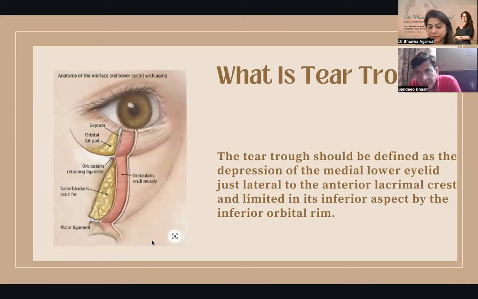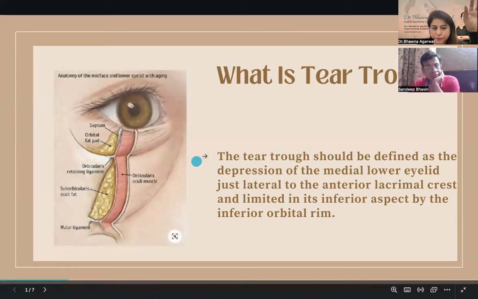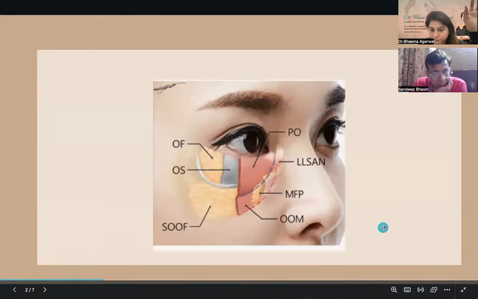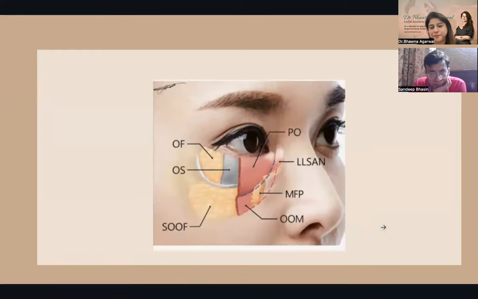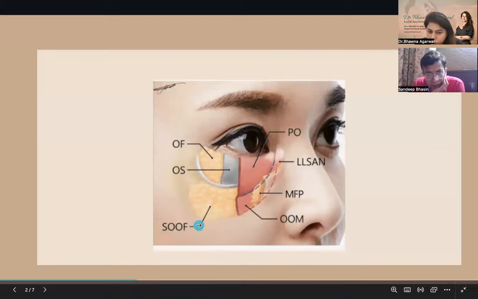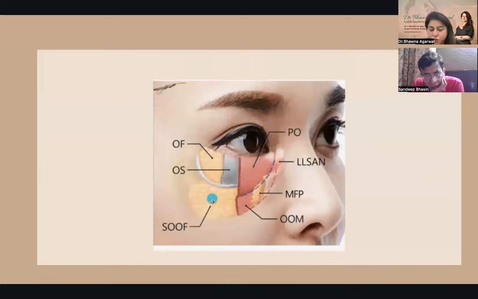So this is about the teardrop. Then another diagram. This is the ORL. This is the ZCL, orbicular ZCL. This is the SOOF. This is the orbital septum. This is the ORL.